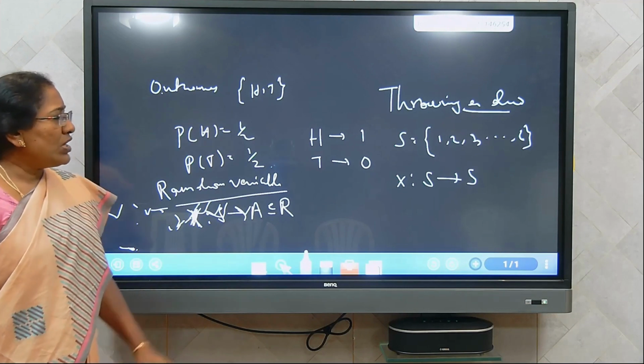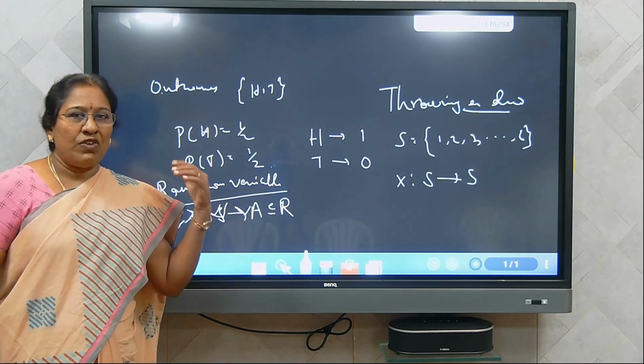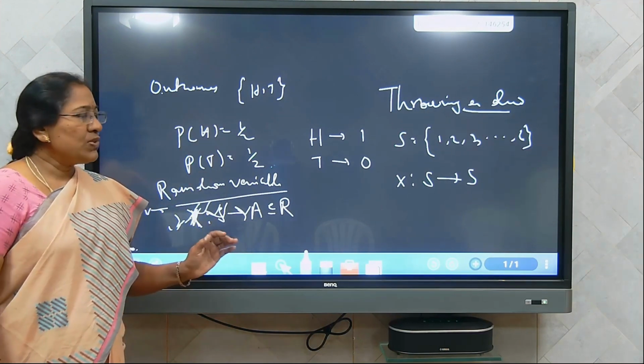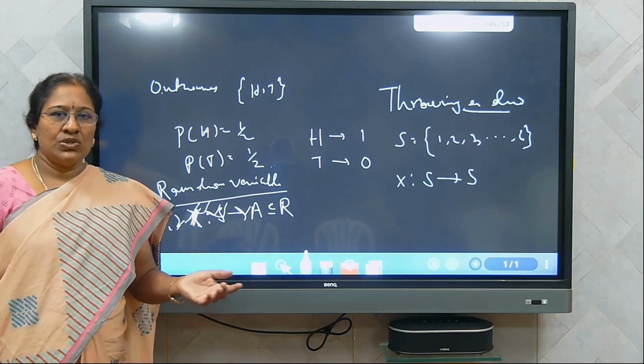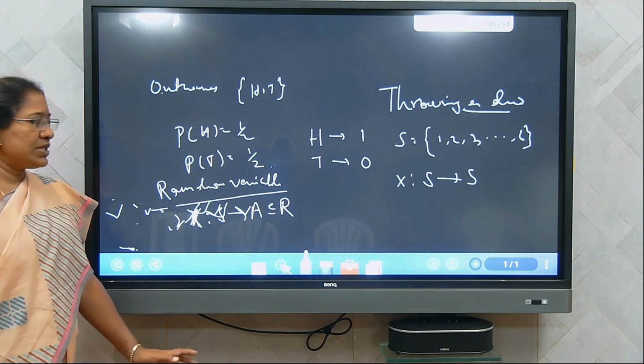So what is the use of assigning a random variable? For further mathematical calculations, it will be very useful. We cannot use the qualitative aspects as such. So in that case, numerical values are needed. So that is the advantage of using random variables.